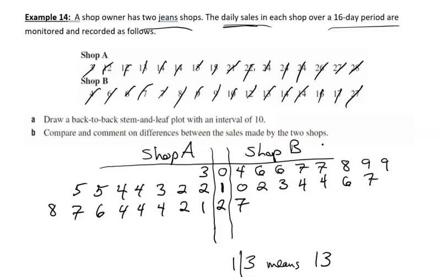Whereas shop B, sales are generally between 4 and, would you say 17-ish? Yeah, 17. So that's where the bulk of theirs is, with only one high day of sale at 27.